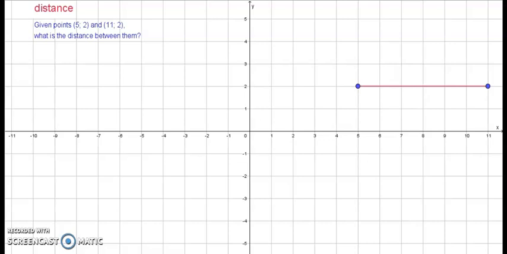So that's easy enough. Let's look at another example. Given points 3, 1 and 3, 5, what is the distance between them? So 3, 1 will be there, and 3, 5 will be over there. So the line segment joining them will be 4 units long, right? 5 minus 1 is 4. And again, it's simple enough to compute because this line is perfectly vertical. So the only component to the distance between them is a vertical one. But this could easily be very different.